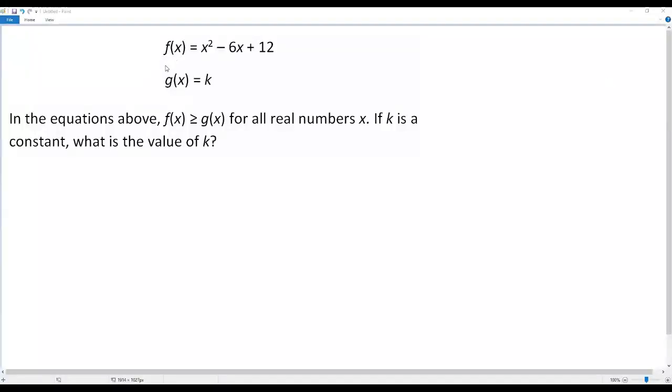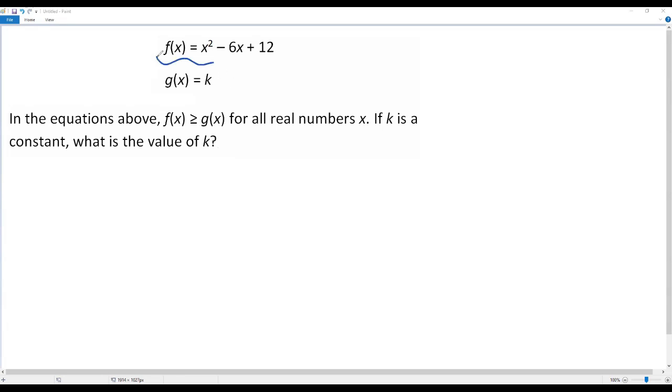Here we have a SAT math problem. Okay, let's go to the question. We have two functions over here. f(x) = x² − 6x + 12, and the other function is g(x) = k. In the equations above, f(x) is greater than or equal to g(x) for all real numbers x. If k is a constant, what is the value of k?